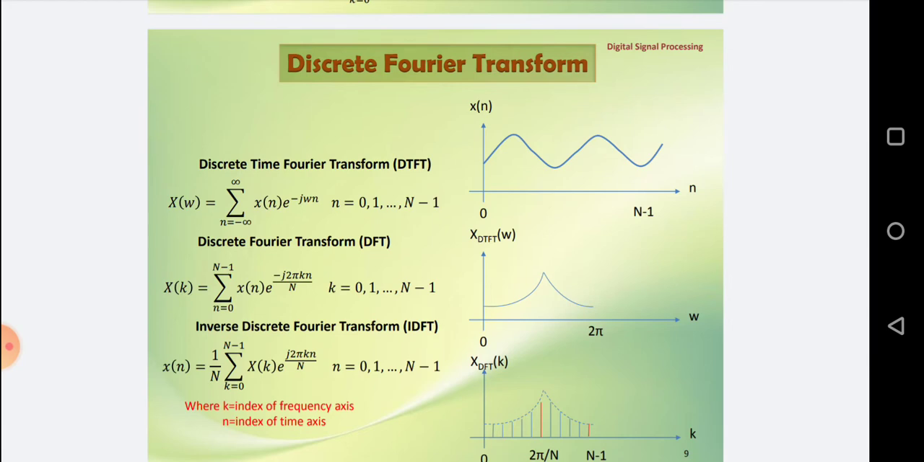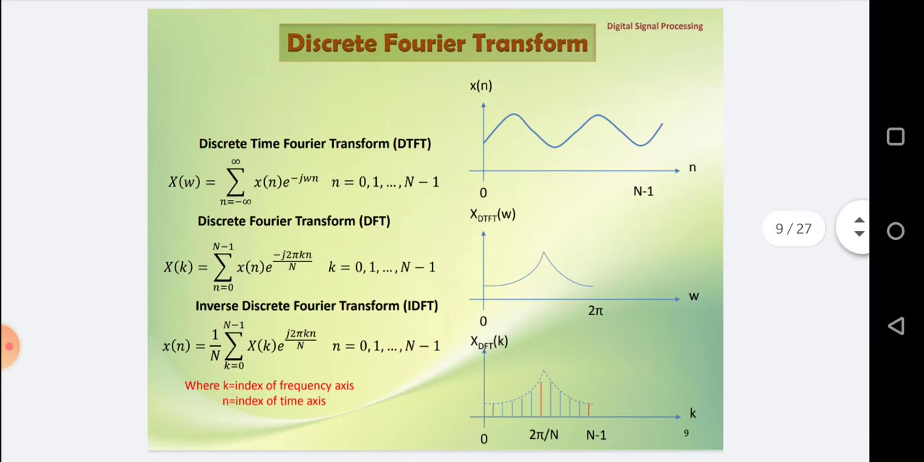So now let's see the difference between this DTFT and DFT. Here the figure represents x of n, a discrete time sequence. The second figure represents the Fourier transform, but as the frequency is continuous, it is a DTFT, discrete time Fourier transform, and when we sample this DTFT, we will get the DFT, that is discrete Fourier transform.